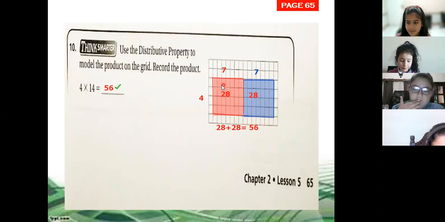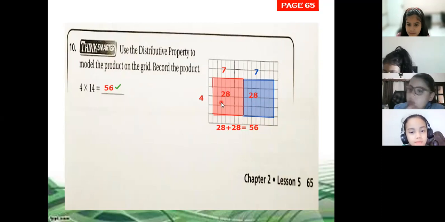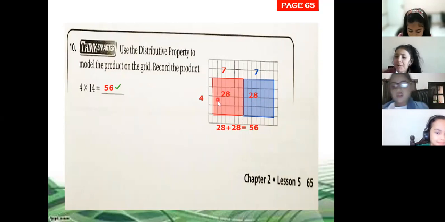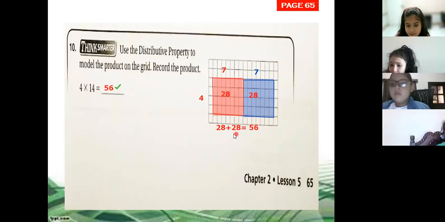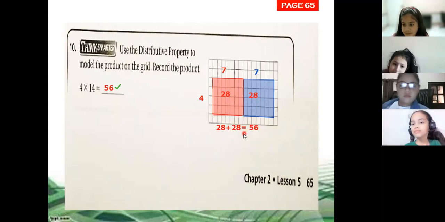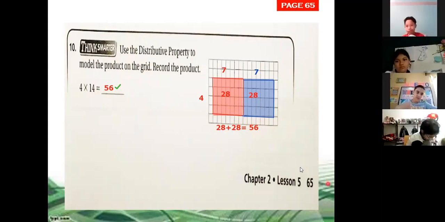Now we know that we have 28 in red and 28 in blue. But what is the total of all of this? How can you know the total? You add. You can get the answer by adding the red side plus the blue side. So 28 in red plus 28 in blue, you add, and the answer of the addition is 56. So 56 is the answer of our multiplication. Thank you, Rebecca. Okay, welcome.